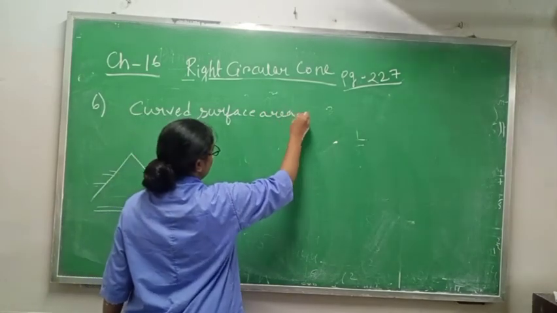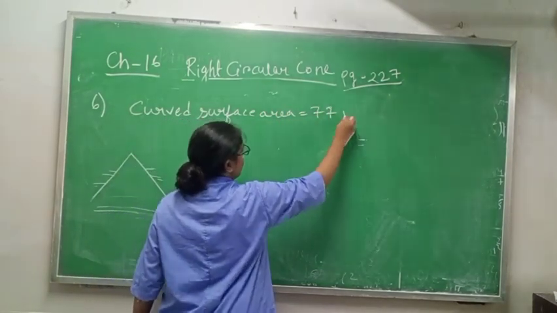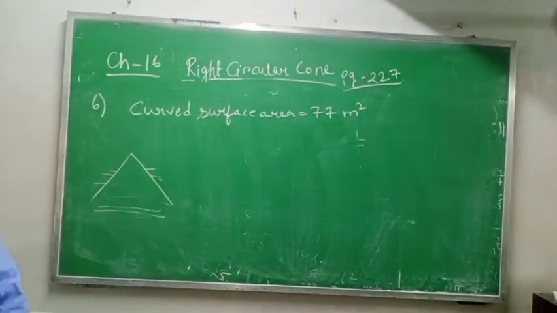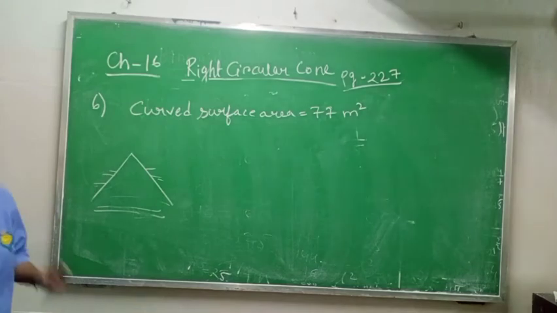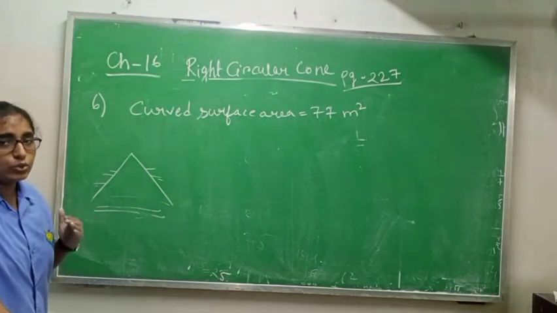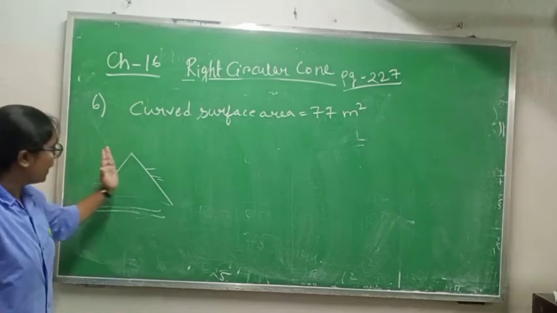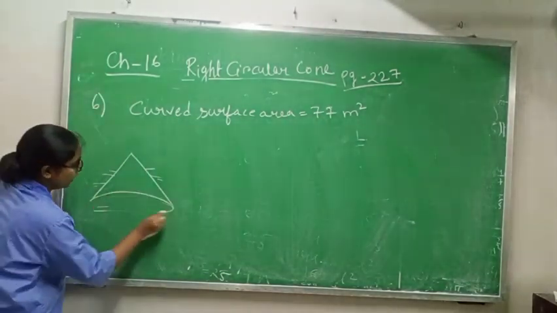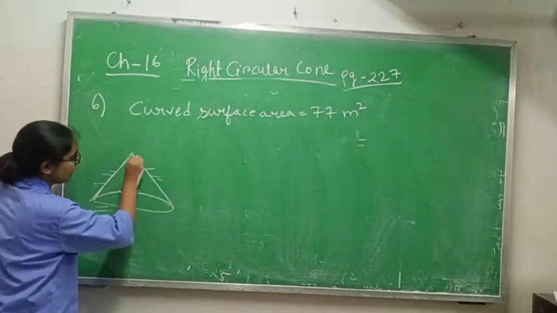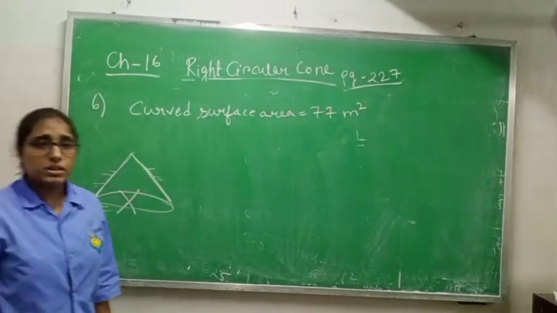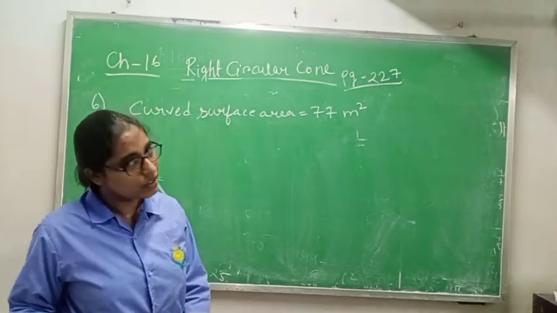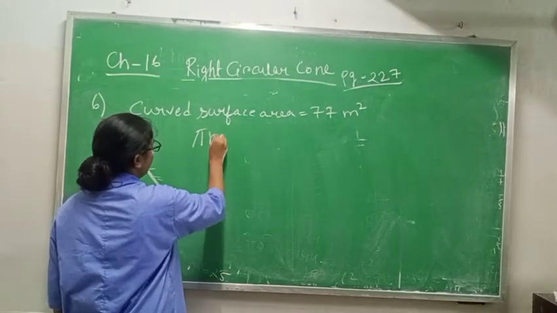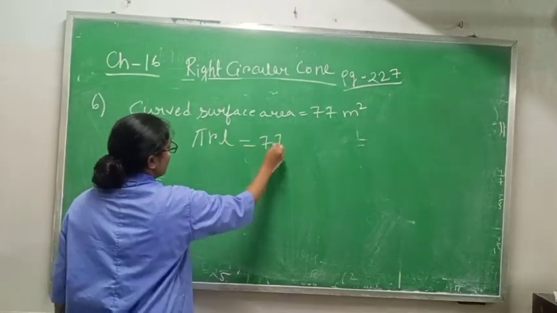So it means that curved surface area equals how much? It is given 77 meter square. Again, I am repeating the question. Whenever there is a concept of tent, it means that it must be curved surface area. Why? To make tent, we use tarpaulin for this part and this part, not for the base. So we are not including this part. We are only including this and this. That is why 77 meter square is curved surface area. Okay. Now what is the formula of curved surface area? pi r l equals 77.